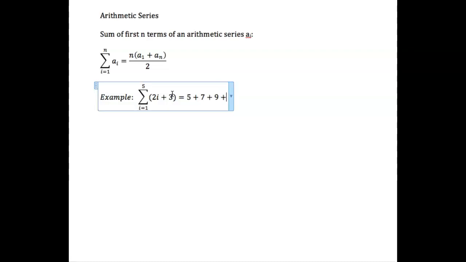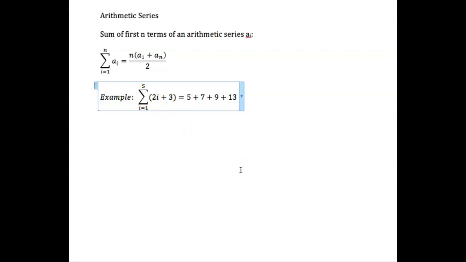You might be noticing a trend here. My common difference is 2, which we could tell from looking at the sequence. When I is 5, 2 times 5 plus 3 is 13. And now I'm going to stop because the ending index number there is 5. I equals 5 is the last term I'm going to use. There we go. I'm going to add those together.